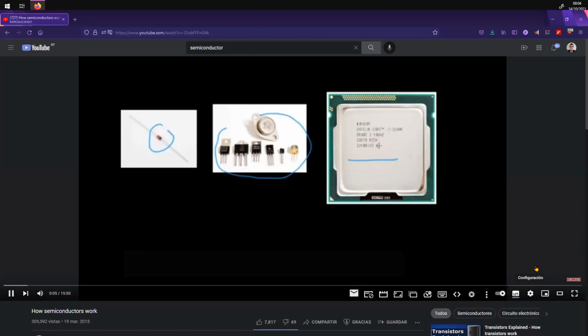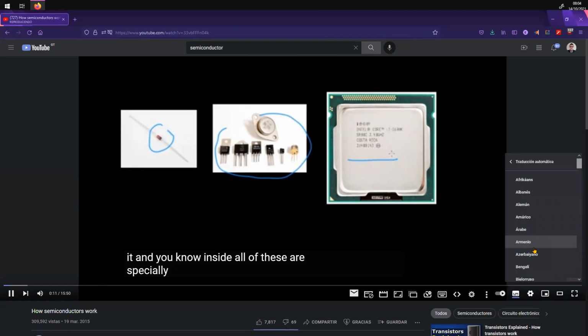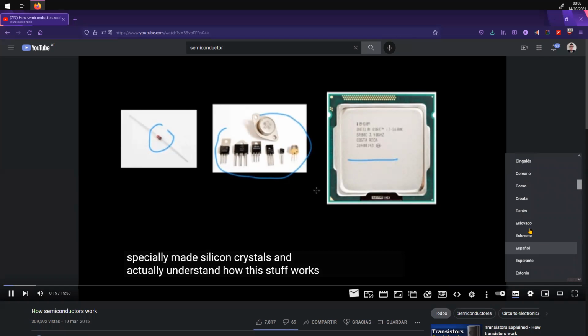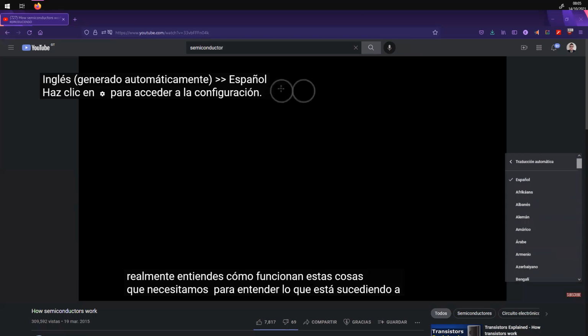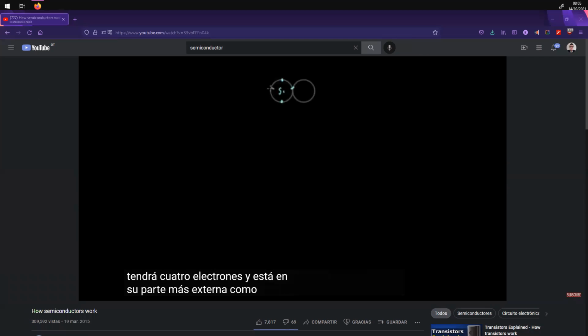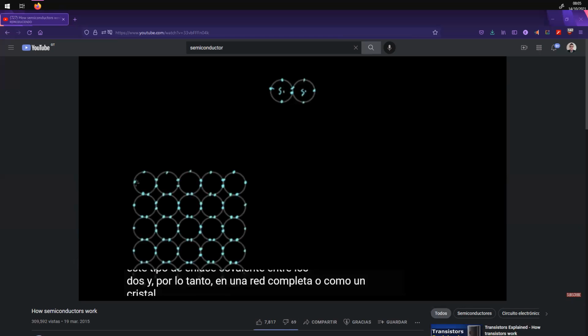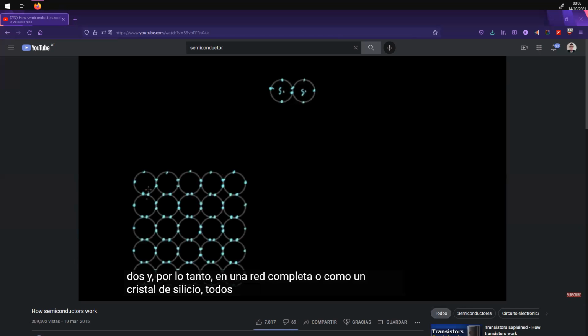Transistors, and this is actually an i7, and inside all of these are specially made silicon crystals. At a particular level inside the silicon, each atom is going to have 4 electrons in its outermost valence shell, sort of a covalent bond between the two. And so in a whole lattice, or crystal, of silicon, all of these electrons are going to be tied up in these covalent bonds.